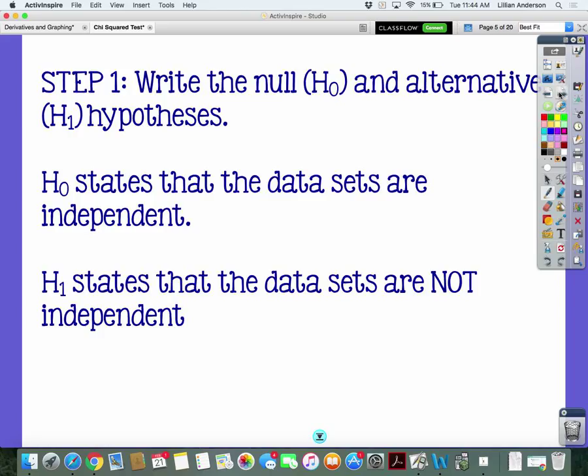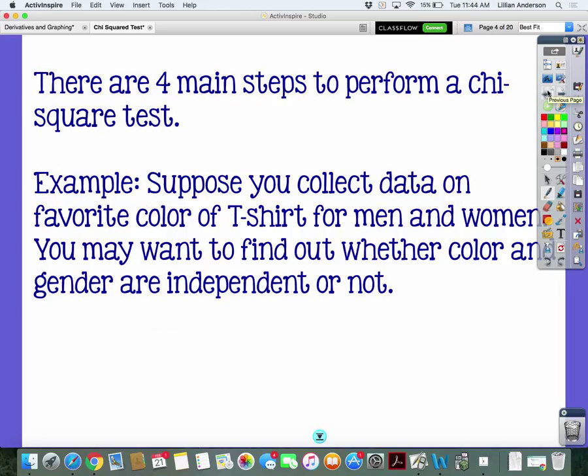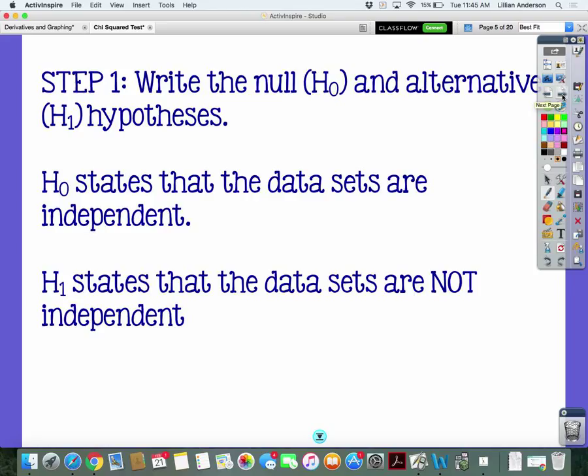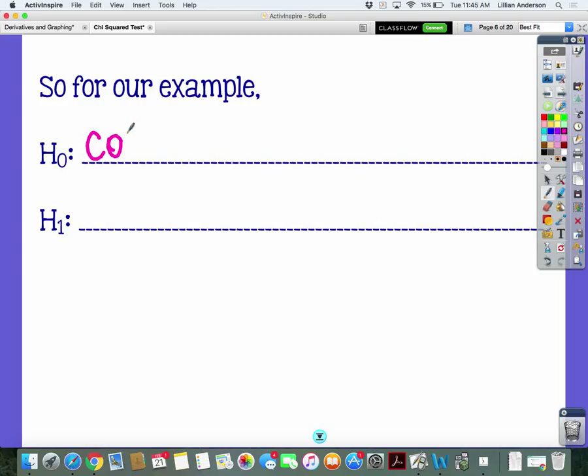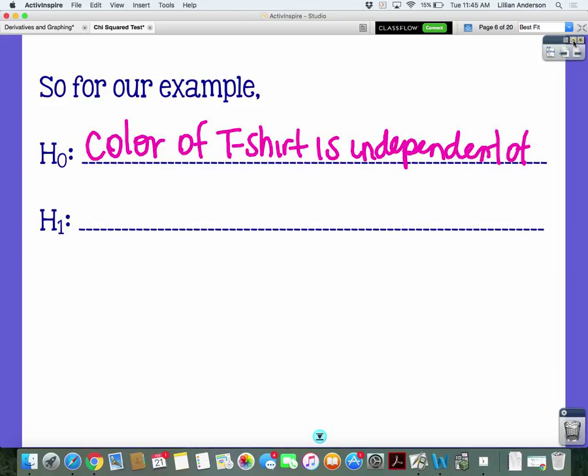So, for our example, what are we talking about here? Color and gender. The order in which it's given to you, which is independent of which, is how you should state it. Here it says we're going to determine whether color and gender are independent or not, so the null hypothesis for this example is that color of t-shirt is independent of gender, because we're comparing color to gender. You do have to write it out. And then H sub 1 would be the exact same thing, but with the word not.